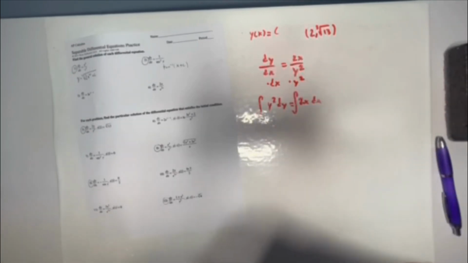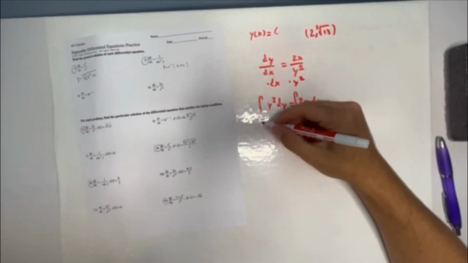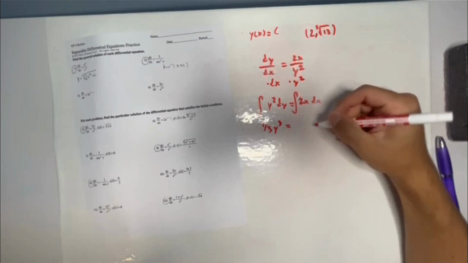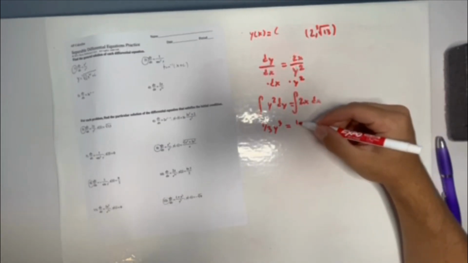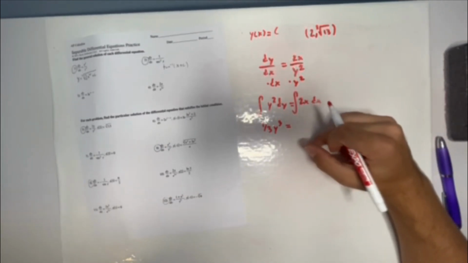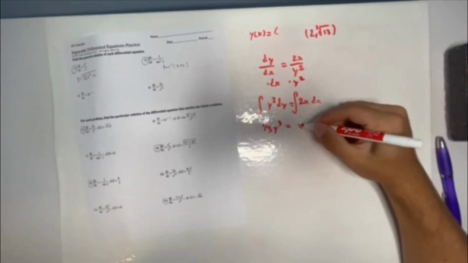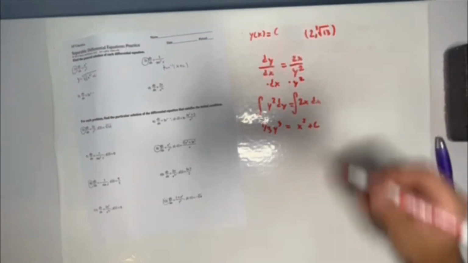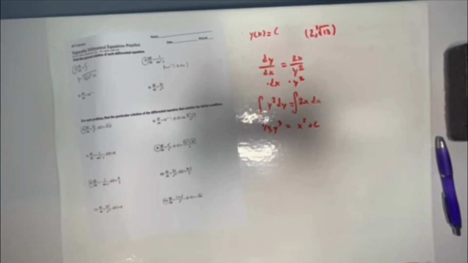That was decent. Now we get another memorized one. The integral of y squared dy is 1/3 y cubed, and the integral of 2x dx equals x squared plus c. And that's pretty much it. That is just your two integrals right there.